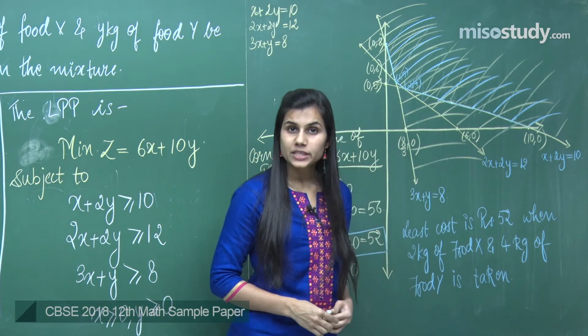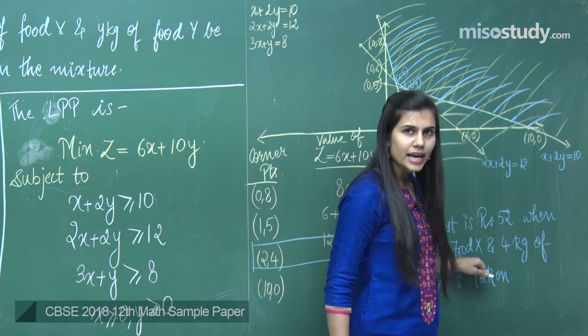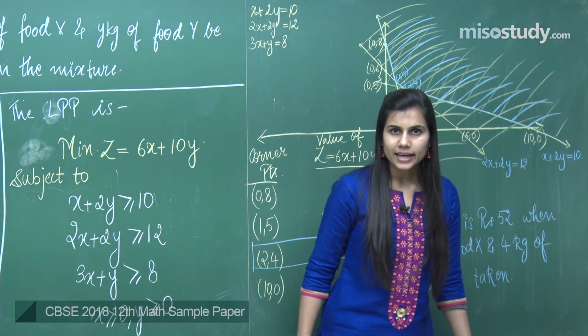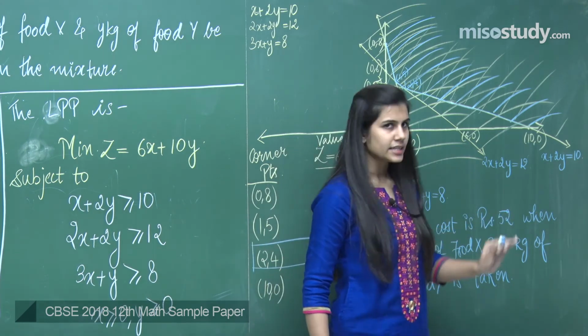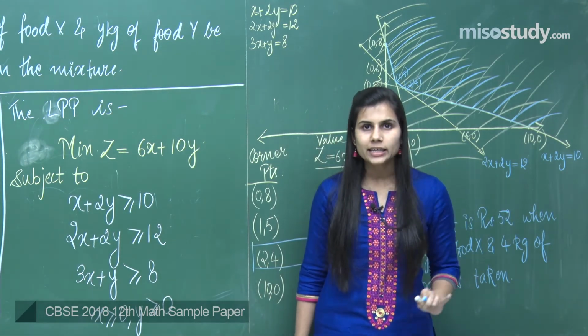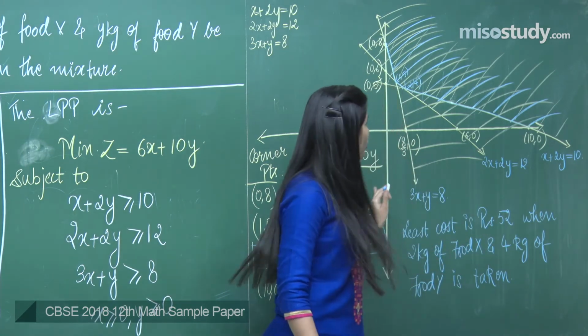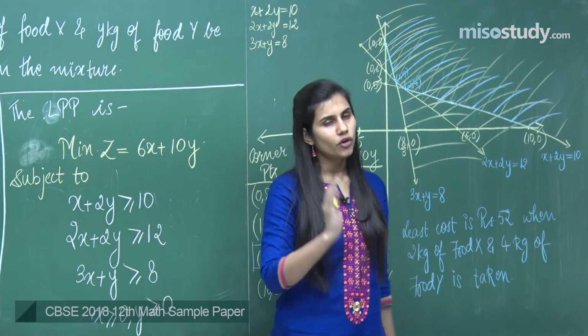So what is my apt amount of X and Y quantities? Well, I should take 2 kgs of food X, 4 kgs of food Y, such that all the constraints are satisfied and in fact the cost is minimum. That's how you deal with questions coming from linear programming problems. Note this down, understand how I have solved it, and then be prepared for the next question.